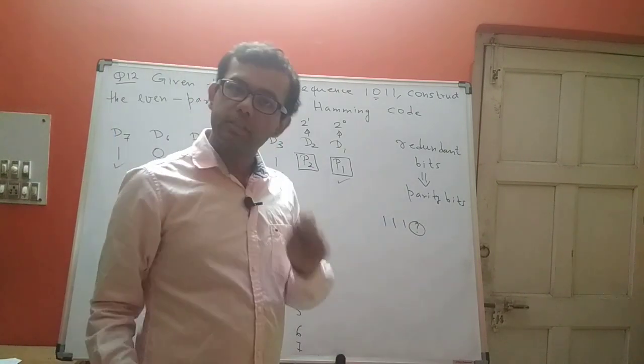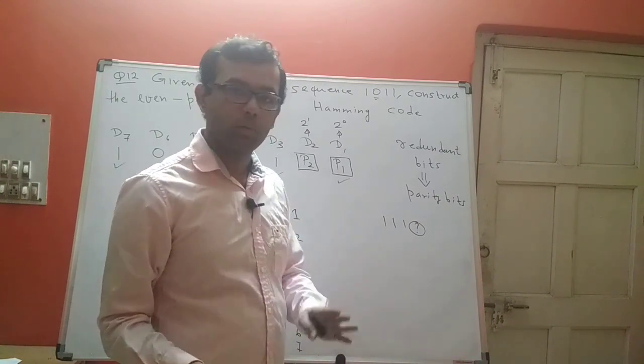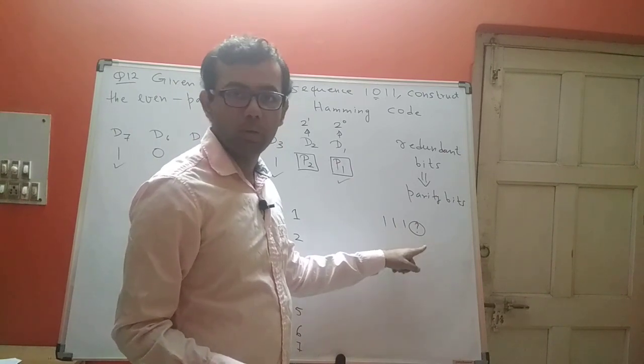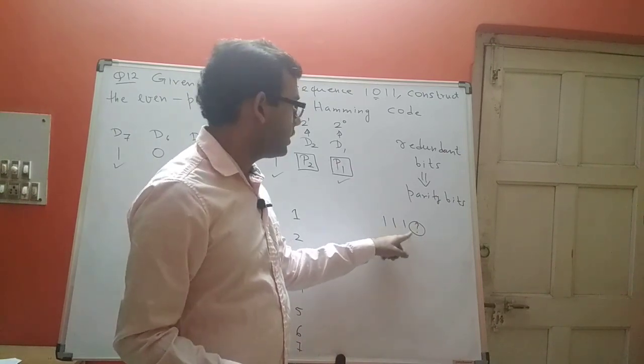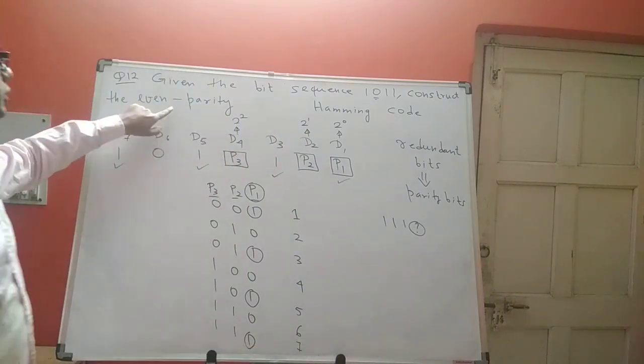With either 0 or 1, obviously, because I'm dealing with bits. So it can be either a 0 or a 1. Now the question is, what do I put here? Do I put a 0 or do I put a 1? I have to ensure that even parity is maintained. See, it has been clearly mentioned that you have to maintain even parity.